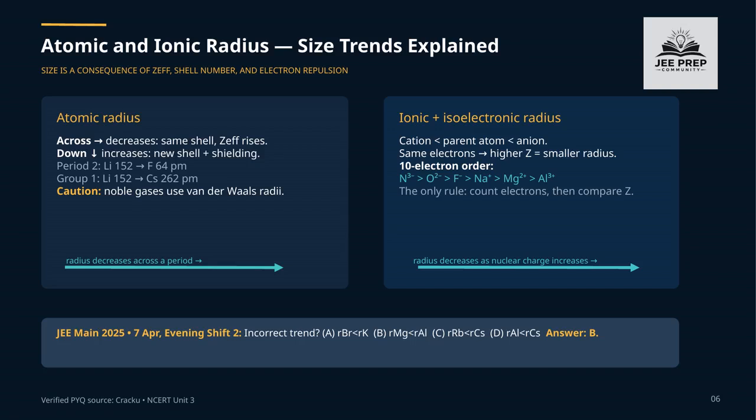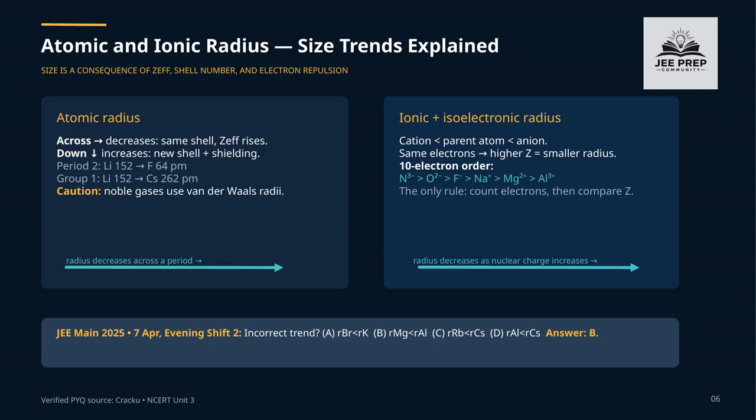Experimentally, the first ionization enthalpy of Be is about 889 kilojoules per mole, while B is about 800. Hence, IE of Be is greater than IE of B. The exam sentence is: beryllium has a filled 2s subshell, while boron loses a less penetrating, higher energy 2p electron.